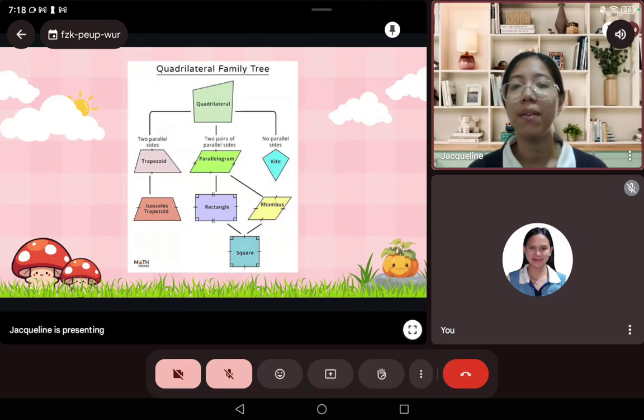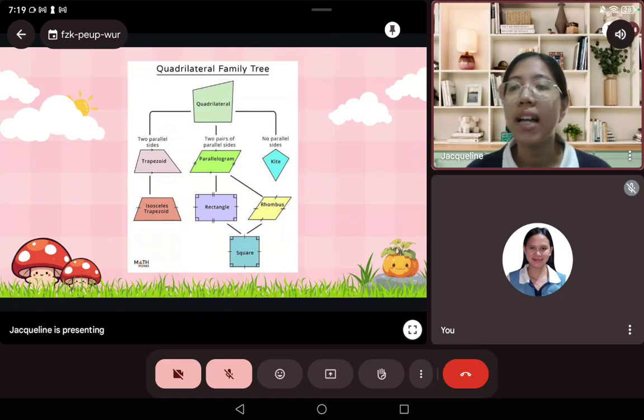Who would like to tell me the objects that are similar to the quadrilateral family tree? Yes? Yes, that is correct. Roof for trapezoid. Very good. That's a very good idea. Anyone else? Yes? That is correct. Square for a picture frame. Very good, class. Anyone? Yes? Kite for a flying kite, of course. Very good, class. I think that you remembered our lesson last meeting about the quadrilateral family tree well.